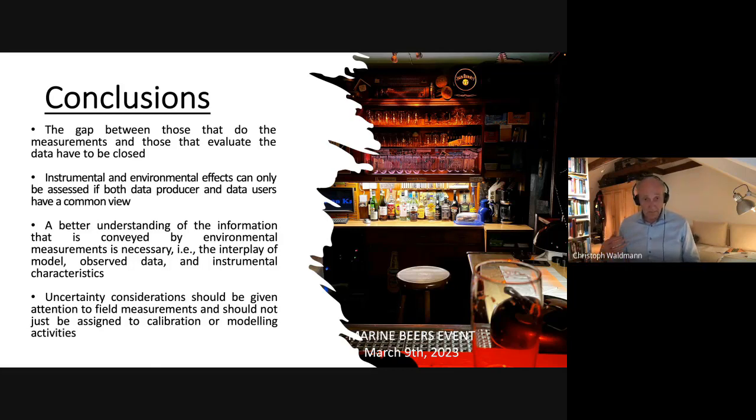So that you can call it spatial-temporal correlation. Is this given, or is it something when I measure at a certain spot, is it just specific for that spot, for a region, or for some global trend? And I think that's a very important question. It has to do with measurement strategy. And finally, uncertainty constraints should be given attention to feed measurement, and should not just be assigned to calibration.